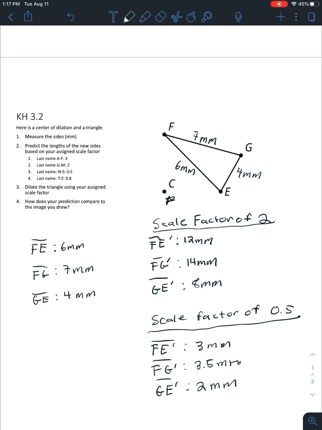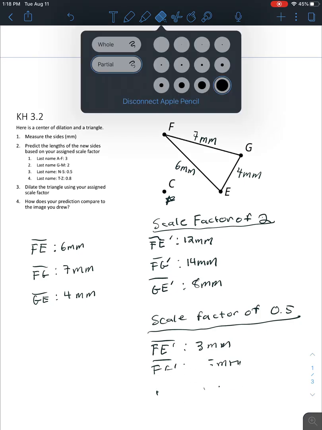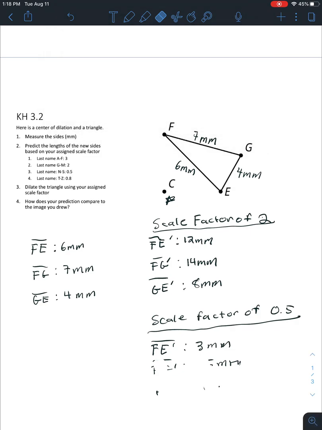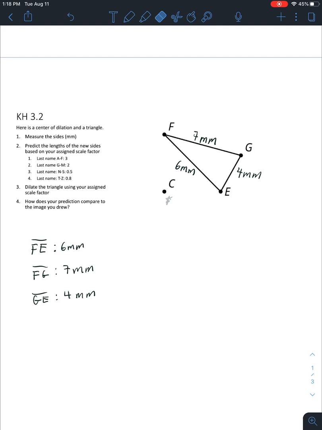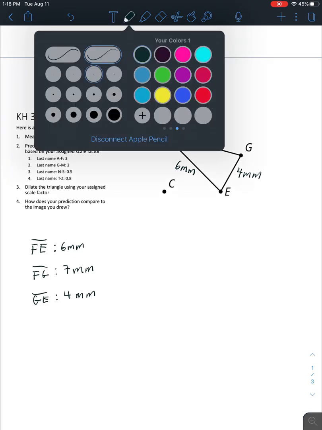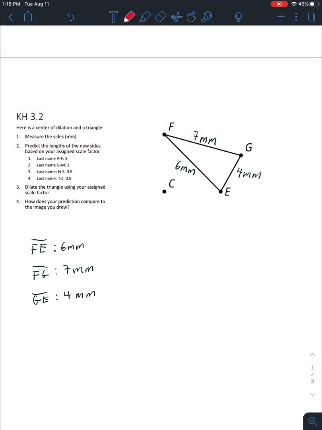So just keep in mind that a scale factor of 2, these were the measurements, so keep these in your notes, and a scale factor of 0.5, these were your measurements. Keep these in your notes. So what I'm going to do now is erase all this. Let's see if I can actually make a big eraser, which is whole. So I'm going to erase all that. And I'll leave those measurements because we know those are the triangles. And I'm going to tell you how this center interacts with what we're doing.